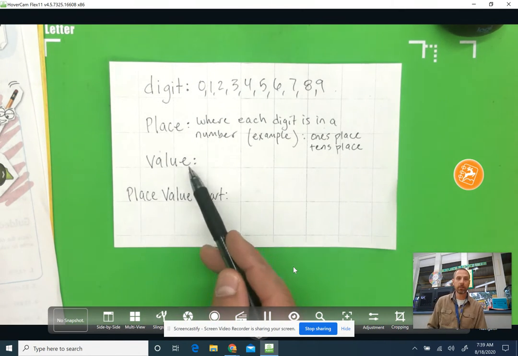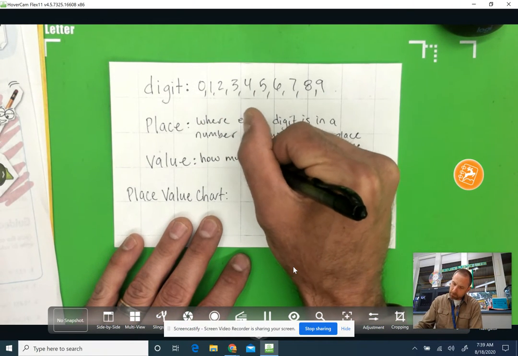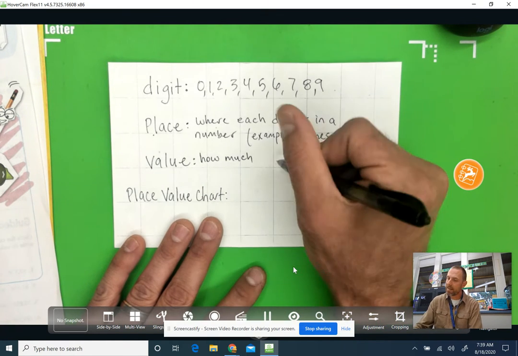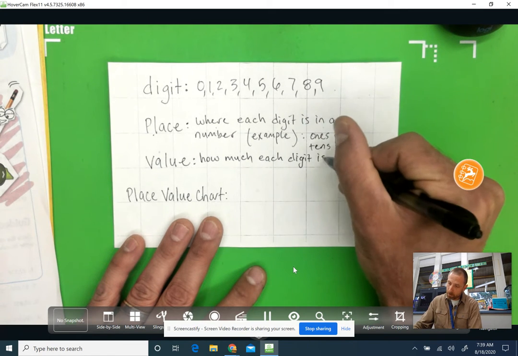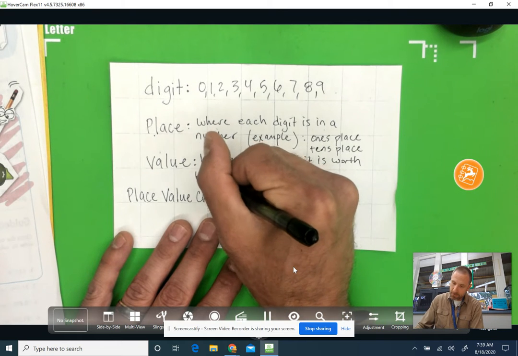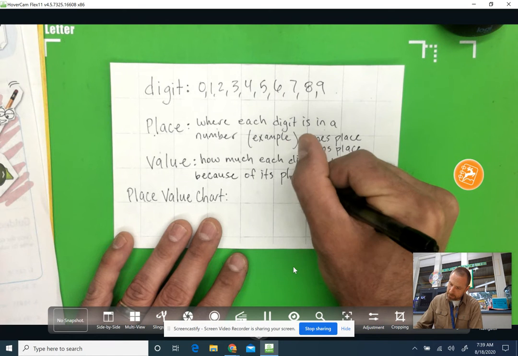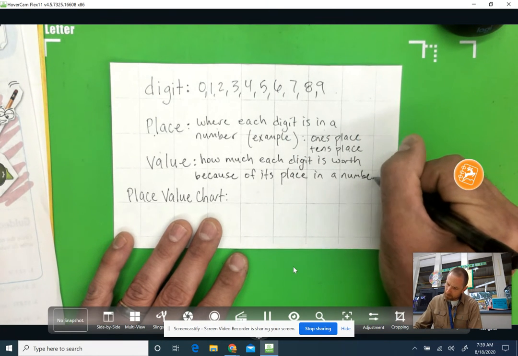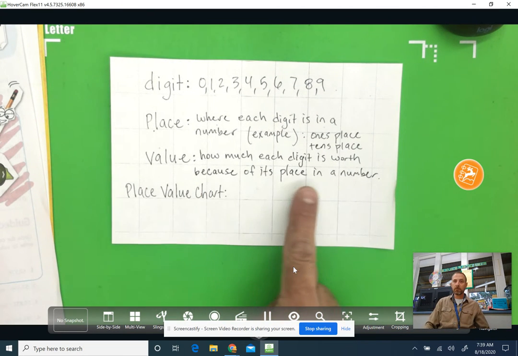Our next vocabulary term here is value. Value is how much. So the place here is where each digit is. The value is how much each digit is worth. Okay? Because of where it is. Because of its place in a number. For example, okay, so we're looking at value, how much each digit is worth because of its place in a number.